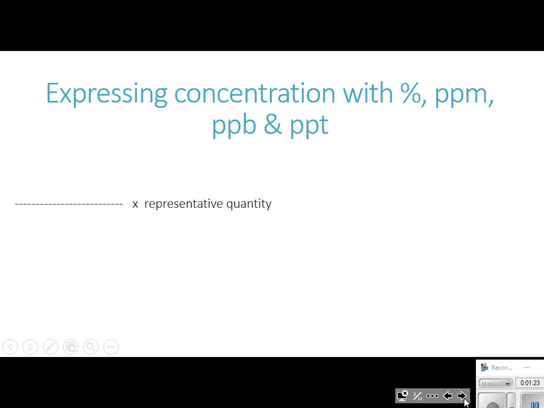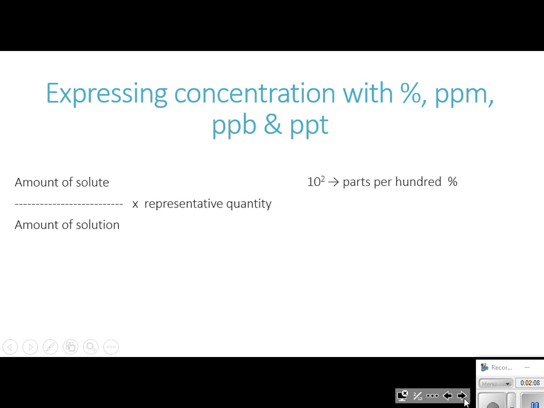So, if we're expressing concentrations with percentages, we're talking about the amount of solute divided by the amount of the solution, and then we multiply by the representative quantity. So if we were putting it into a percentage, you would take the amount of solute, the amount of solution, and that representative quantity would be 100, because that's how you do percent.